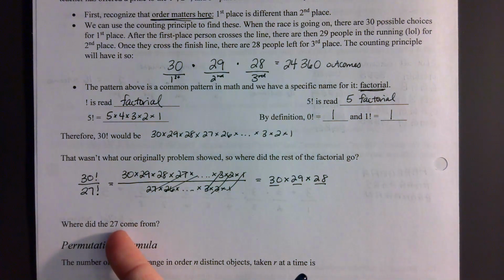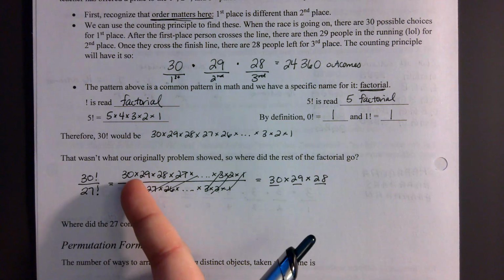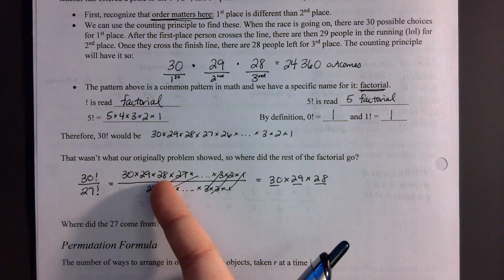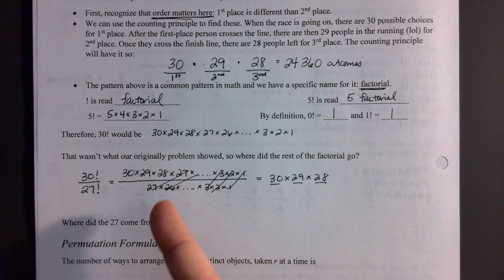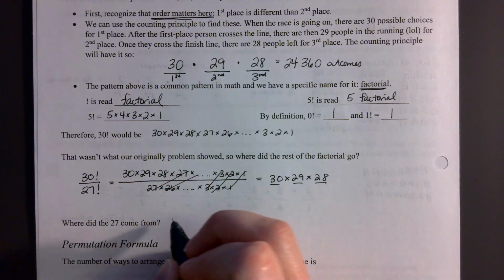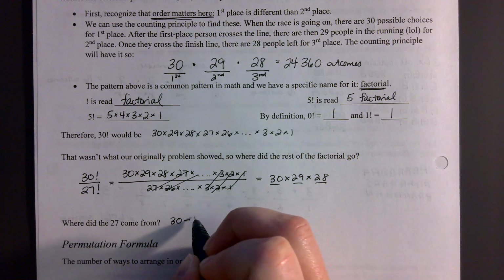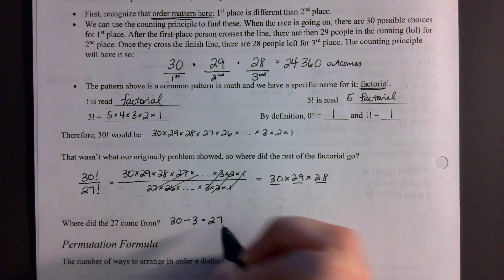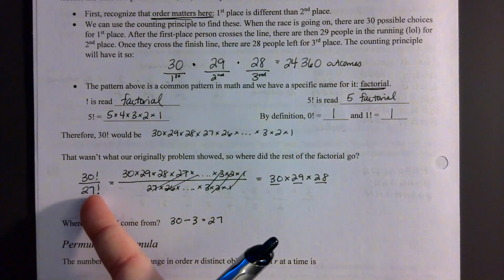So where in the world did the 27 come from? Remember, we just took the first 3 places. So we had to take the 30 students, and we just wanted the top 3 of them, the first 3 places. So really, we took 30 minus our 3 to get 27. And that's how we got our bottom number there.